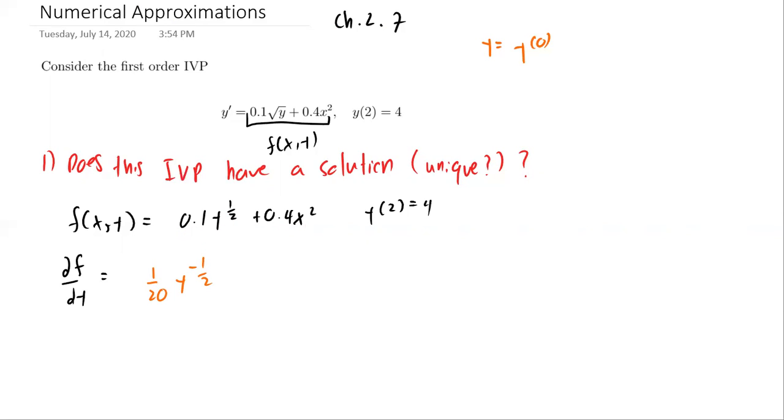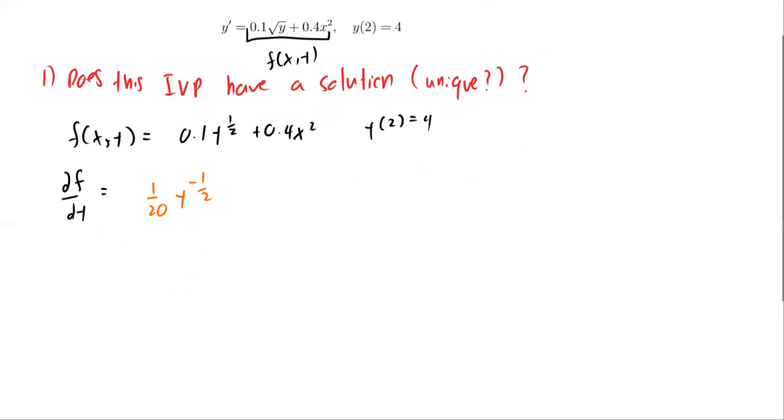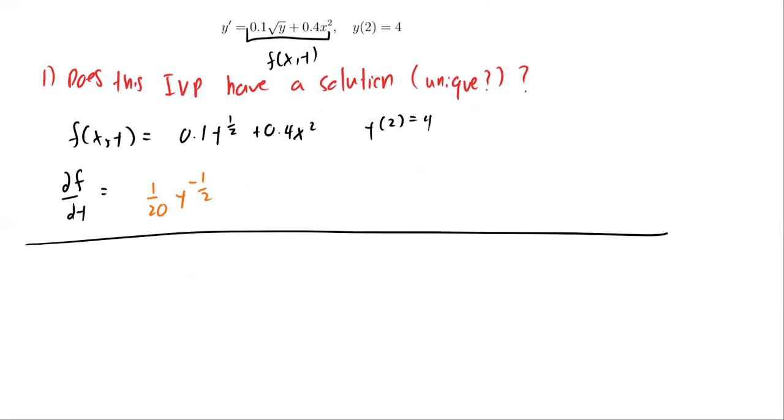So now we have our two functions, f of x, y and the partial derivative of f with respect to y. What do we have to do? Find an interval about the x-axis and an interval about the y-axis where both of these functions are continuous. So let's do the work. Let's start with f of x, y. On what x interval is f of x, y continuous?